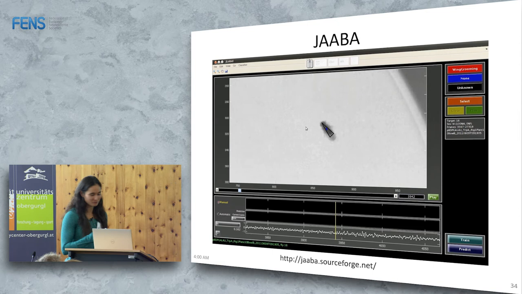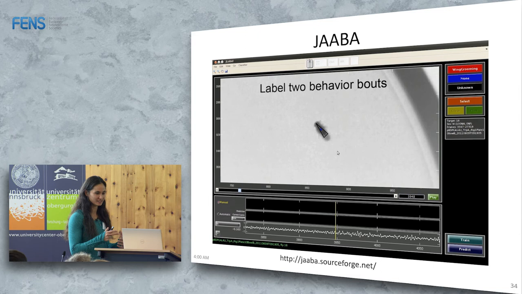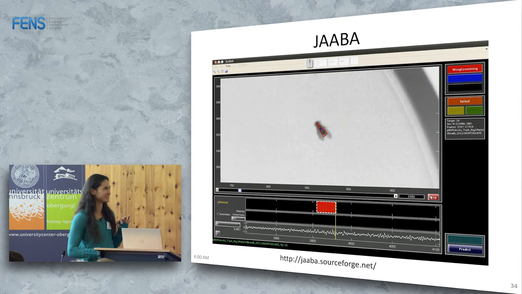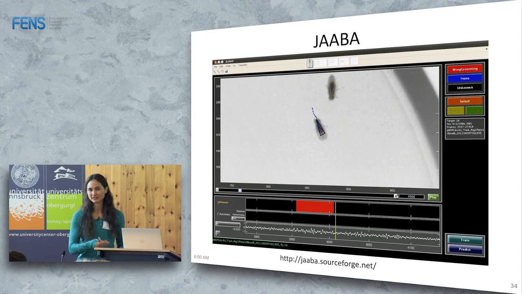We created this system called JABA. You can download it here for training these behavior classifiers. The thing that I wanted you guys to see was that one of the most important considerations was not which classifier algorithm you were using, but how much training data you had. We found it was important to get a lot of training data, and it was important to get good, accurate training data.